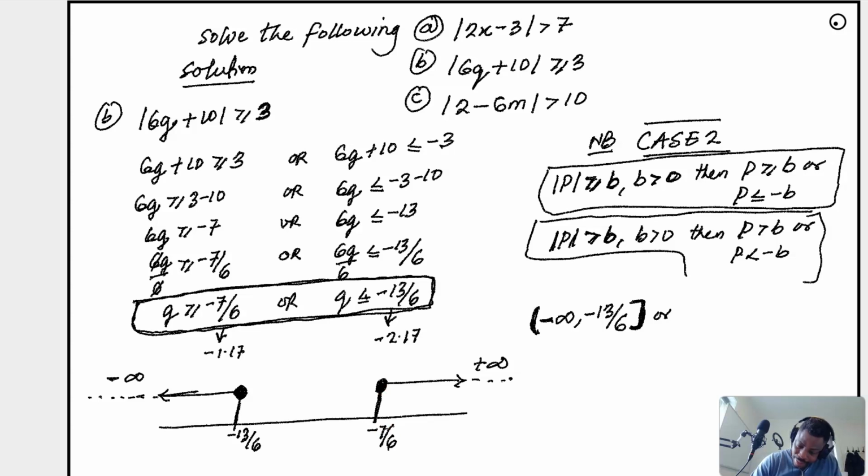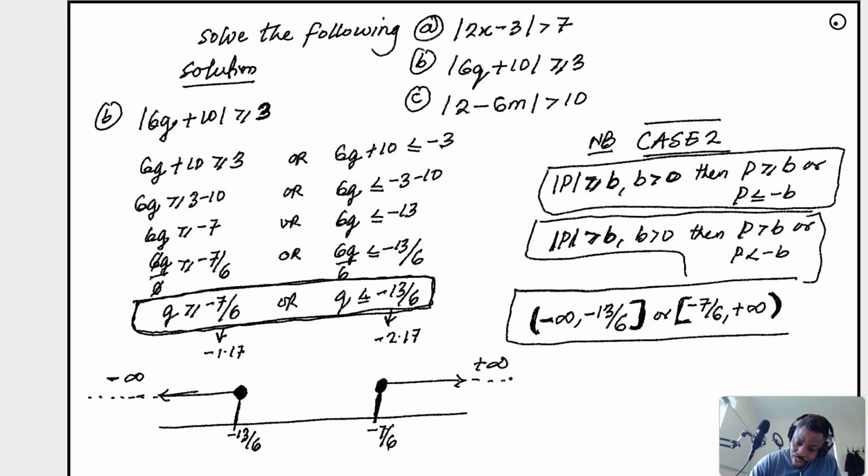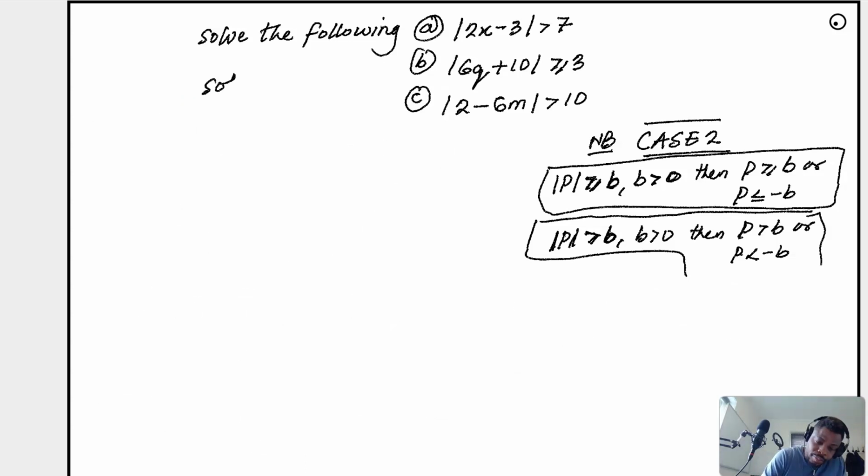Or, for this one, remember, minus 7 over 6 is greater than minus infinity. And minus 7 over 6 is inclusive because it's shaded. So I will use a square bracket, minus 7 over 6, then plus infinity. Plus infinity is not what is included. It's not what is shaded here. So this is plus infinity, or just infinity, then a normal bracket. So you need to know when to use a normal bracket and when to use a square bracket. So this is the interval notation solution. Easy.